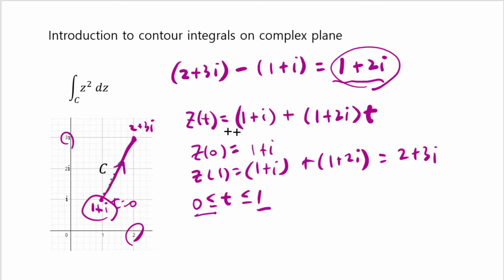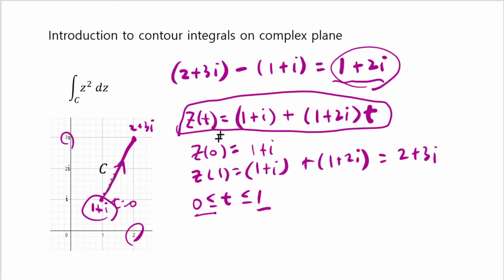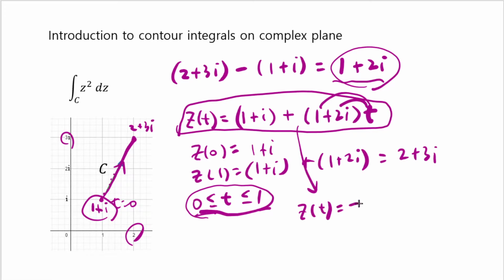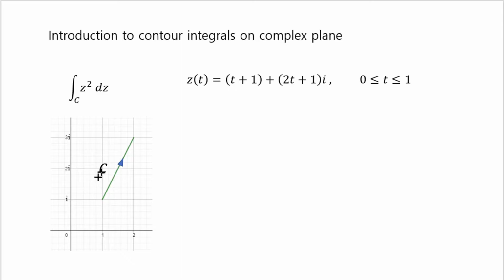Now, once you are convinced that the equation for this path is this parameterized equation with t from 0 to 1, you can multiply the t out and simplify this. This is t plus 2t i, and this actually becomes z of t equals t plus 1 plus (2t plus 1)i, just like that, okay? So that's what we got. Once you have the parameterization, then we are ready to actually do the calculation.